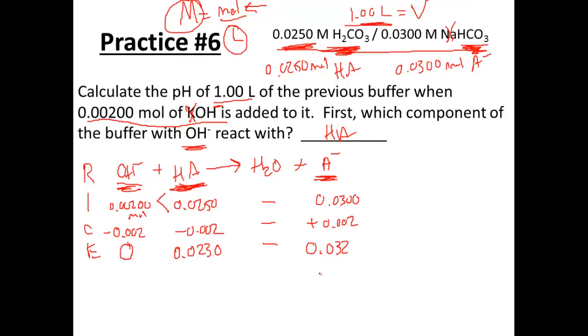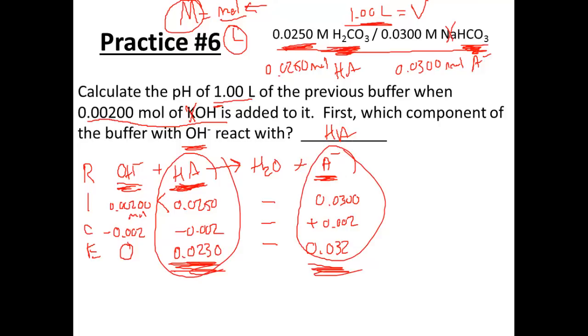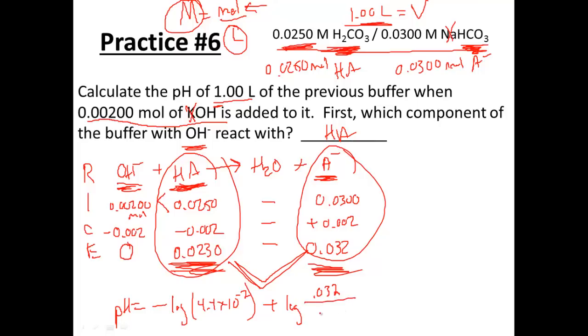What's kind of nice here is all we have left is HA and A minus. And whenever you have HA and A minus left over, you need to think Henderson-Hasselbalch equation, because right now you have a buffer. So we're going to plug in: pH equals the pKa, which is the negative log of 4.4 times 10 to the minus 7th, that's the negative log of Ka, plus the log of the base component, which is 0.032, divided by the acid component, which is 0.023. Just plug and chug on your calculator, and the pH goes to 6.50.